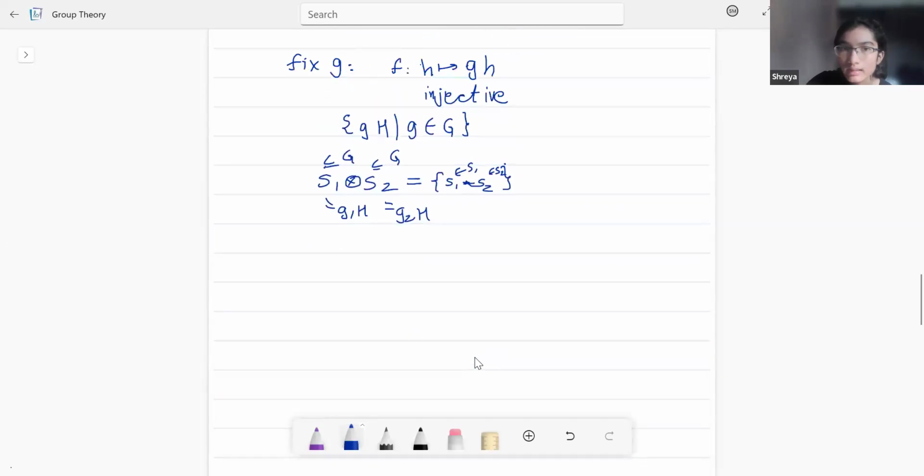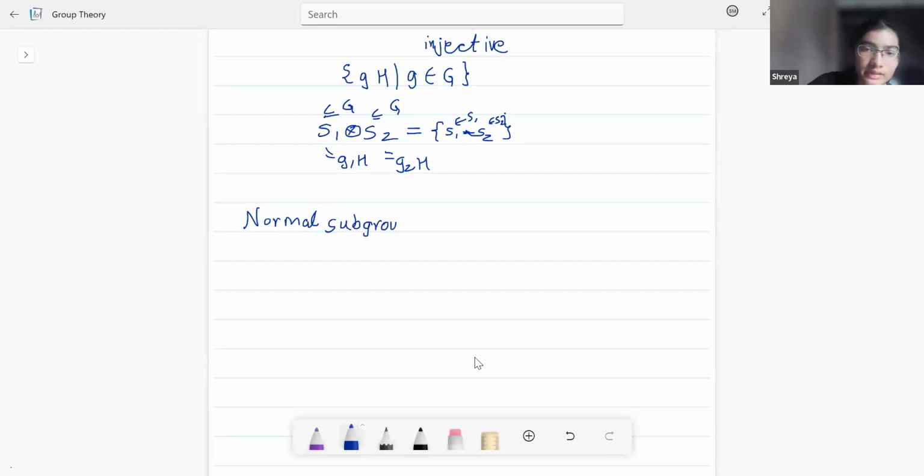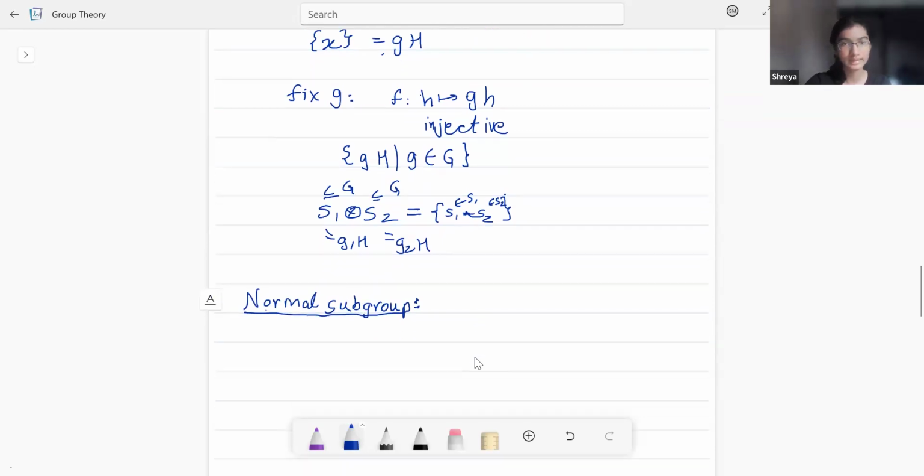Okay, so there is a certain very specific kind of subgroup for which this set of all equivalence classes under that equivalence relation is a group. That's called a normal subgroup. The condition for a normal subgroup is fairly simple.